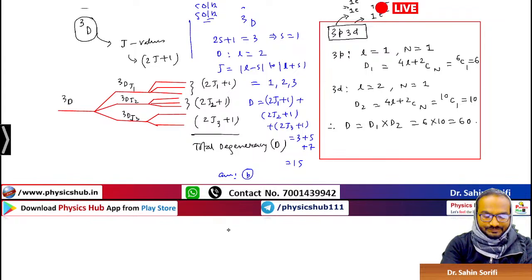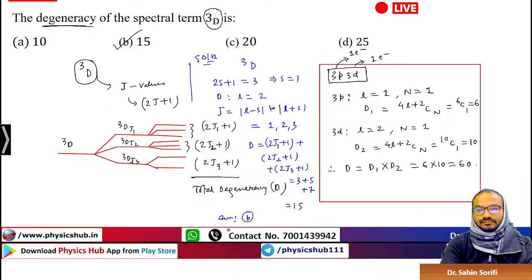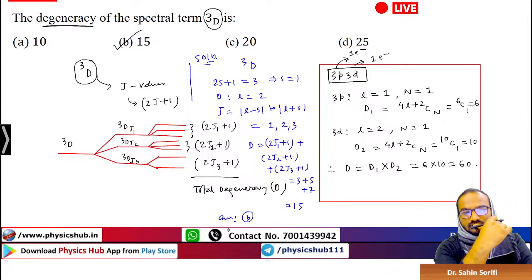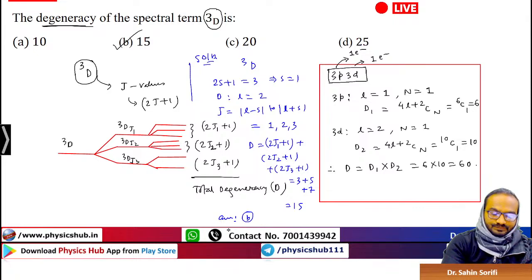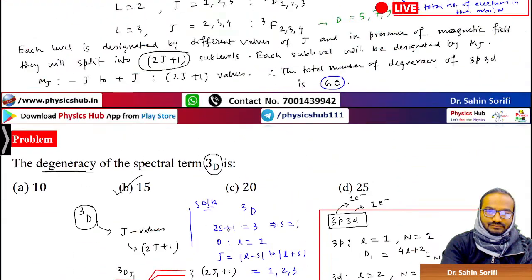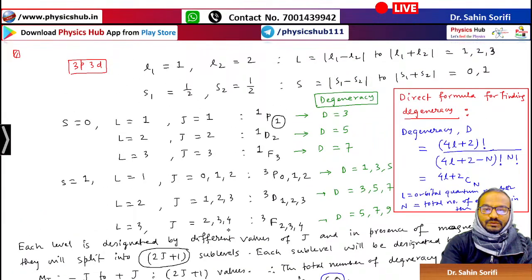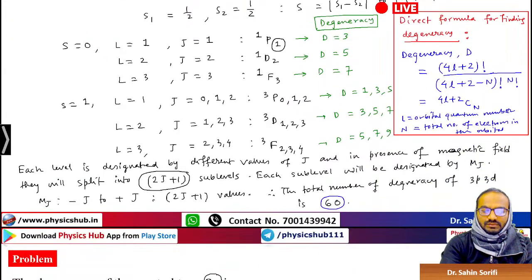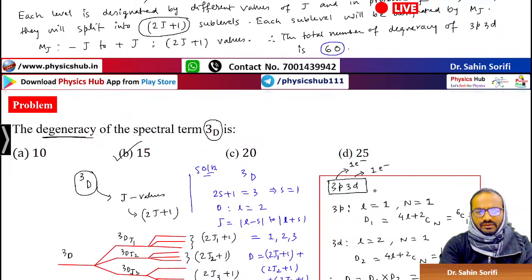I hope this is all clear. So when you see non-equivalent electrons, you can use the degeneracy formula. Otherwise, you can manually calculate. It is not difficult to calculate manually.